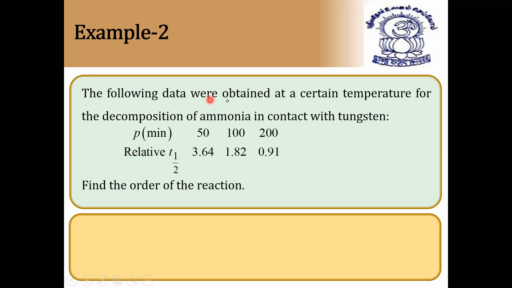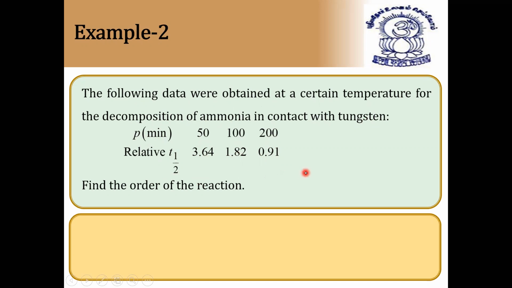The following data were obtained at a certain temperature for the decomposition of ammonia in contact with tungsten. So they have given tungsten at a certain temperature. The pressure is 50, 100, 200 minutes, and the T half values are 3.64, 1.82, 0.91. It is decreasing exactly by half, half, half.